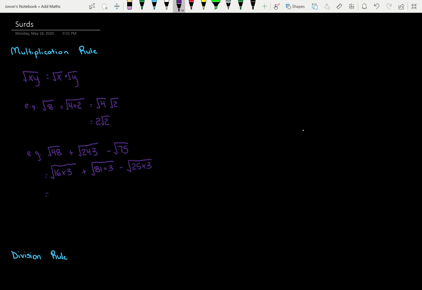Again, using the rules from above, this is equal to the square root of 16 multiplied by the square root of 3 plus the square root of 81 multiplied by the square root of 3 minus the square root of 25 multiplied by the square root of 3. This is equal to 4 root 3, since the square root of 16 is 4, plus 9 root 3 minus 5 root 3. To simplify this, 9 plus 4 is 13, 13 minus 5 is 8, so it becomes 8 root 3. So that was it for the multiplication rule.